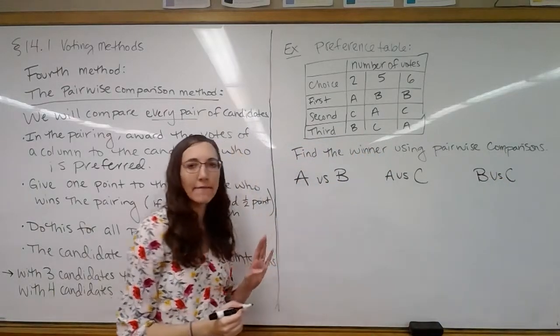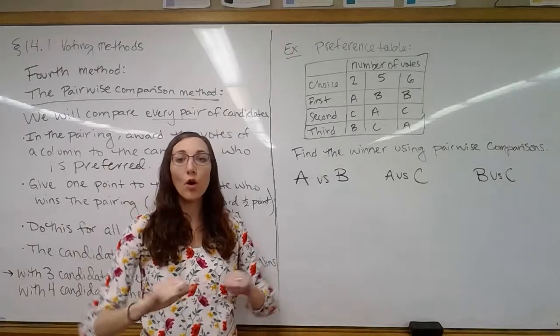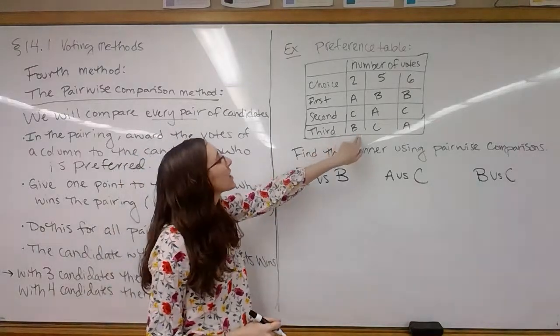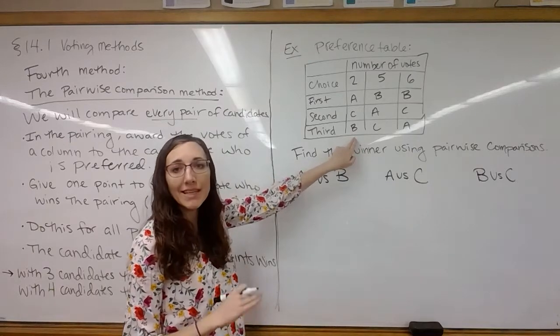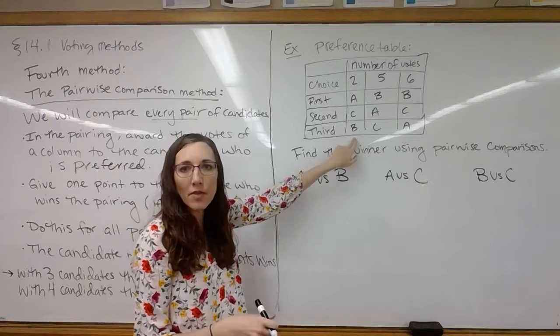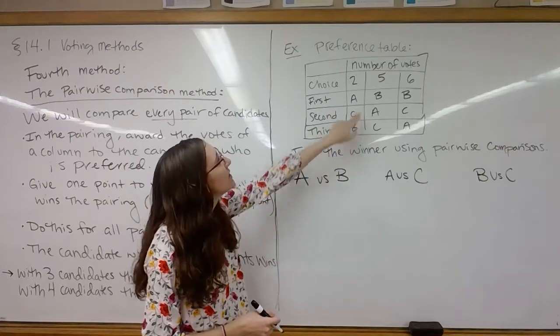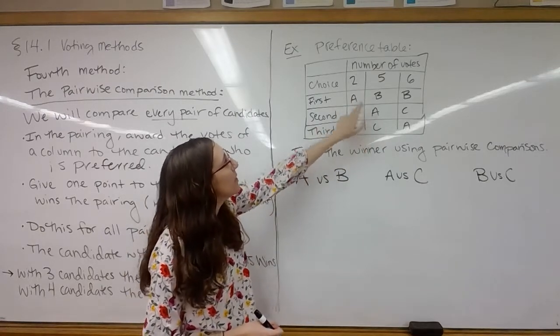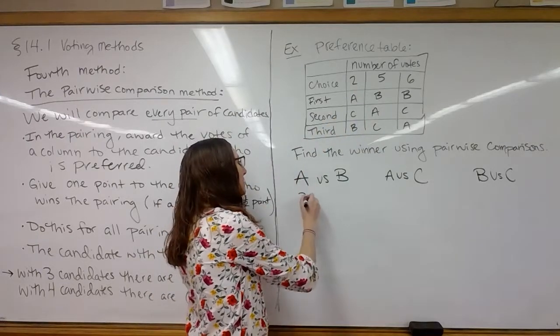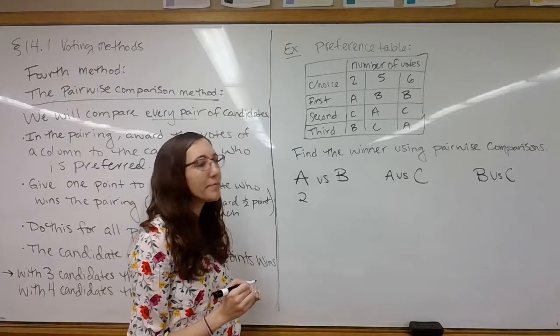So first let's look at A versus B. At the moment, the only 2 I care about is just A and B. So we're going to look, say, in the first column and just see between only A and B, who's preferred? Who's above the other one? And as we see here, A is preferred to B. So A is going to get those 2 votes that this column represents. I like to just write the votes underneath them.